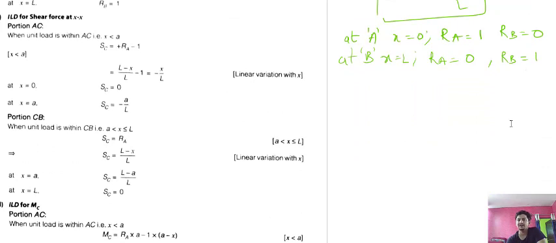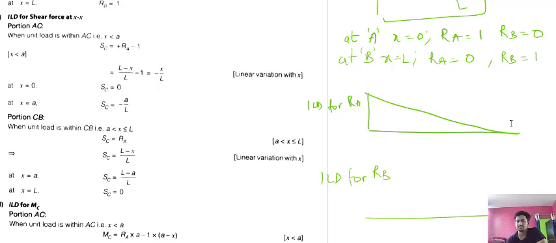Now for making the ILD of RA, simply apply the first value, RA is 1 here and this is 0. This is the ILD for RA. And when I am saying ILD for RB, then you need to simply make it the other way over the span: RB value is 1 here and this is 0. So this is the ILD for RB. This is how you need to make the influence line diagram for the reactions.